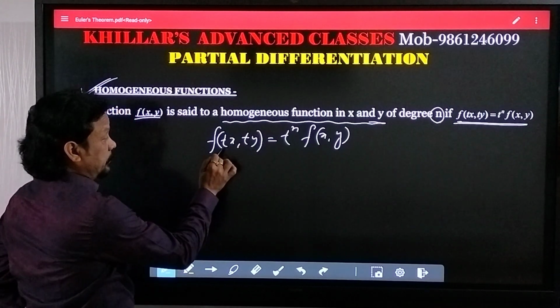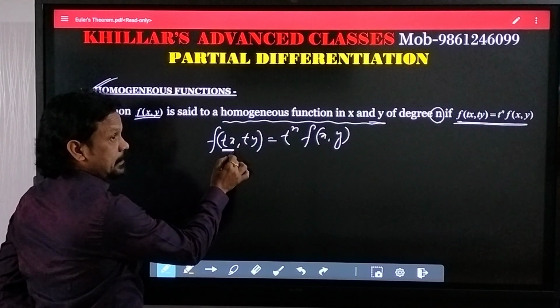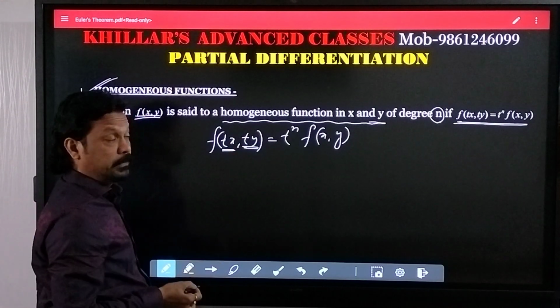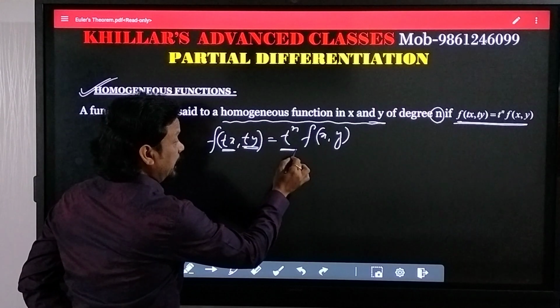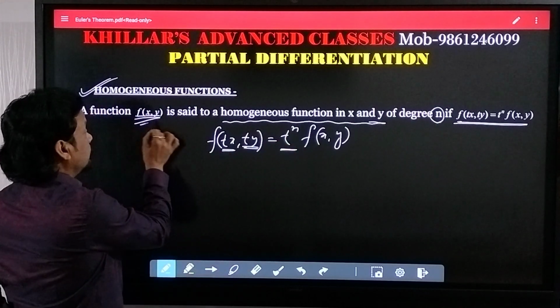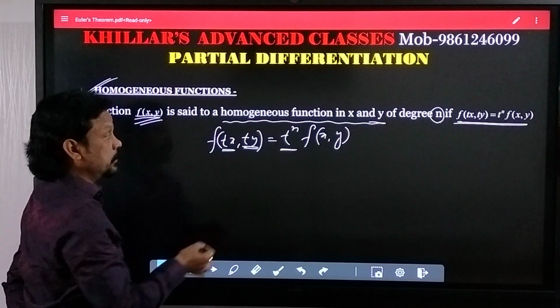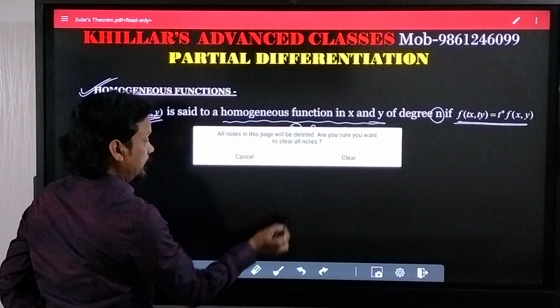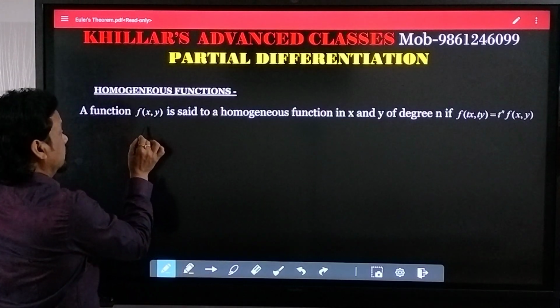If by putting tx in place of x and ty in place of y, you get t to the power n into f of x, y, then the function f of x, y is said to be a homogeneous function in x and y of degree n. Let us see an example. After that you can understand.